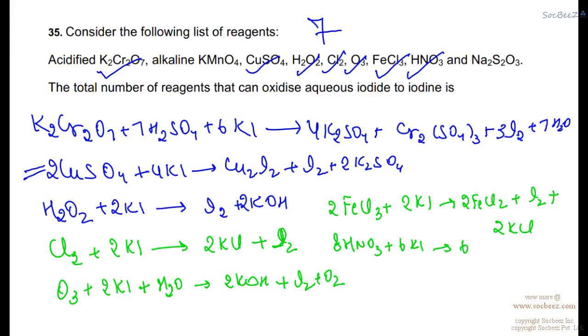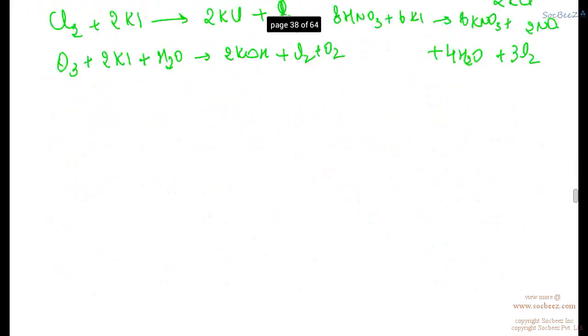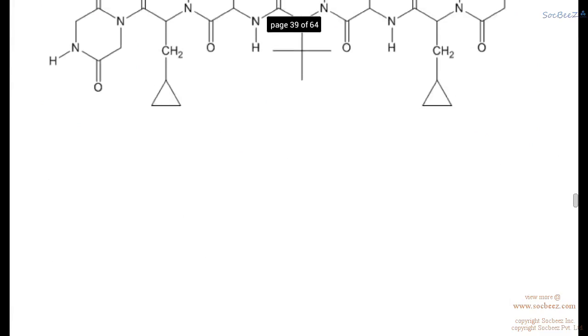And the reaction with HNO3 is 8HNO3 plus 6KI gives 6KNO3 plus 2NO, and the products formed along with it are water, 4H2O, and iodine, 3I2. Okay, so the correct answer for this question is 7. So now let's move on to another question.